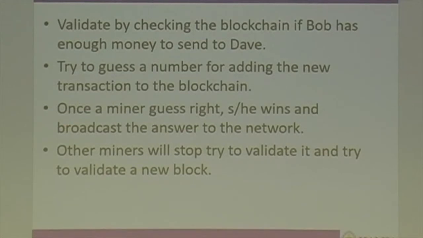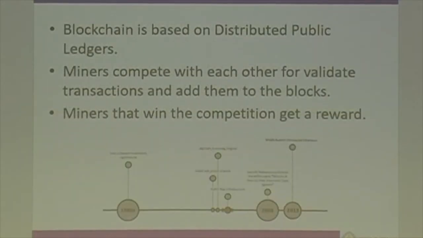So now you will find a Bitcoin block every 10 minutes. You will find an Ethereum block every 30 seconds. Every blockchain has its own condition. And we will see that in a little bit. So what do we know so far? We know that a blockchain is based on distributed public ledgers. Miners compete with each other to validate transactions and add them to the blocks. And the miners that win the competition get a reward. And today it is 12.5 Bitcoin every 10 minutes. So this is how much they get.